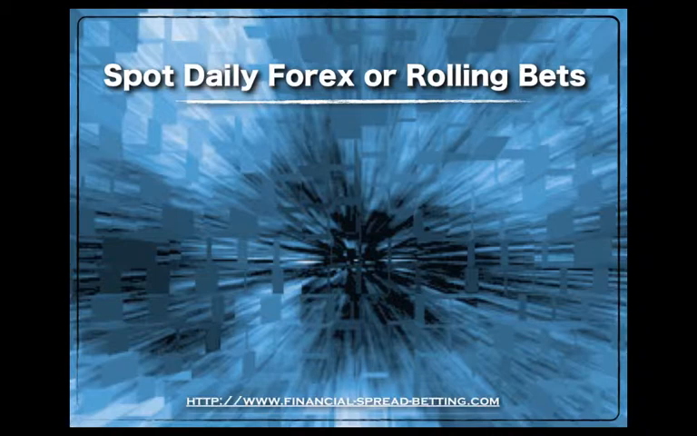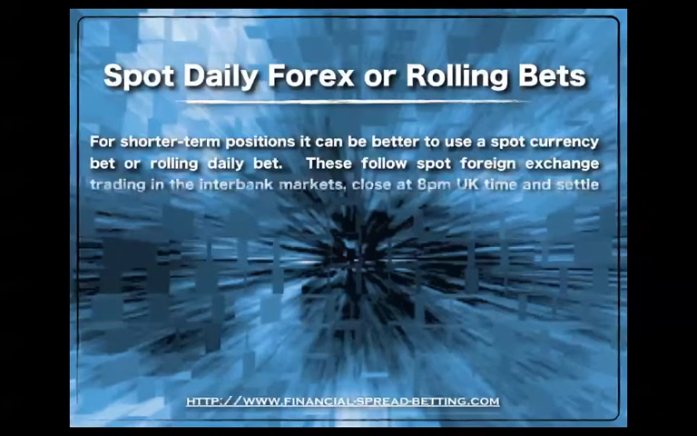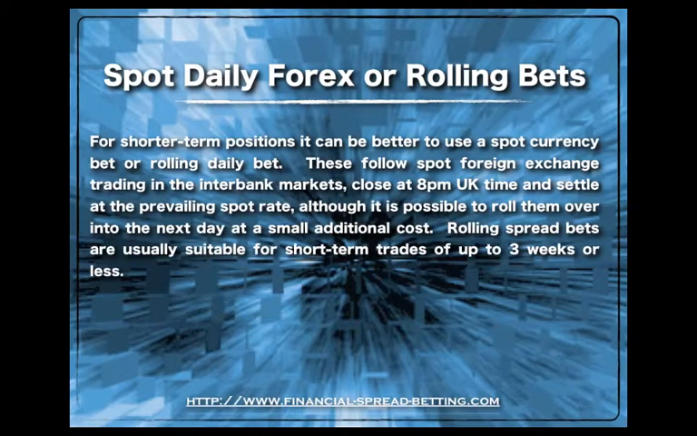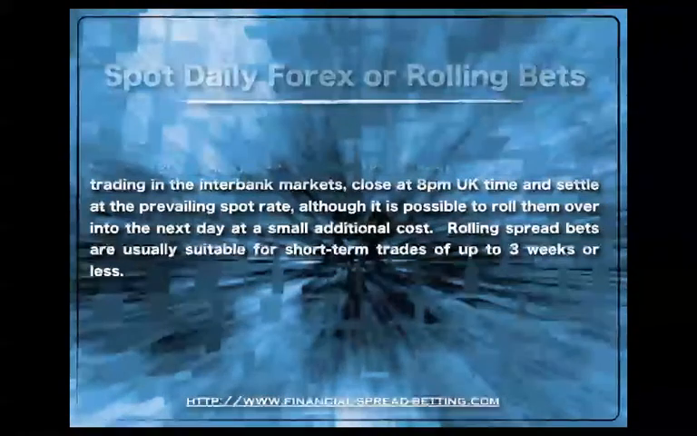Spot daily Forex or rolling bets. Now, for shorter term positions, it can be better to use a spot currency bet or rolling daily bet. These follow spot foreign exchange trading in the interbank markets, close at 8 p.m. UK time, and settle at the prevailing spot rate, although it is possible to roll them over into the next day at a small additional cost. Rolling spread bets are usually suitable for short-term trades of up to 3 weeks or less.